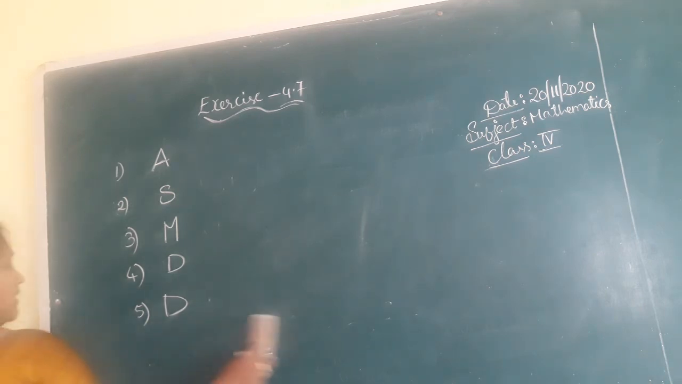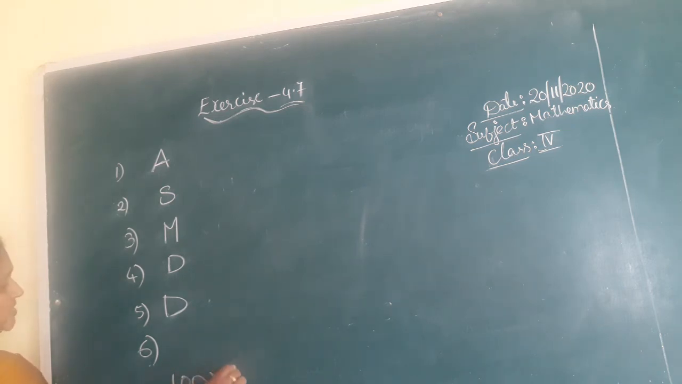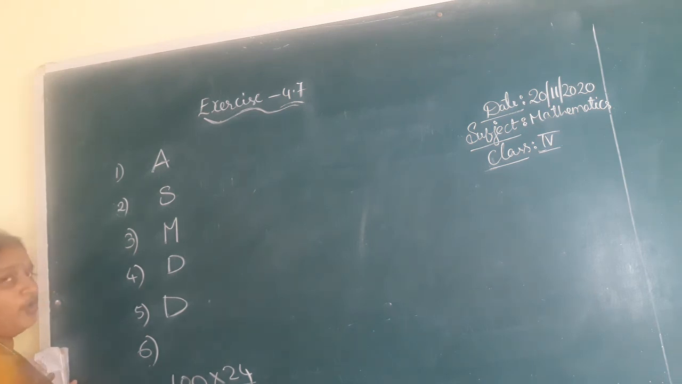Last one. There are 24 lines on each page. If there are 100 pages in a book, how many lines are there in all? One page contains 24 lines, but here 100 pages are there. They are asking how many lines there are in total. 2400 lines. So what did I do here? I did multiplication.